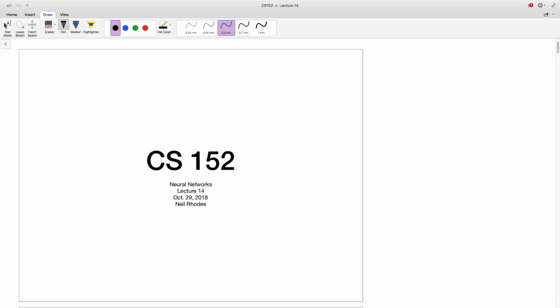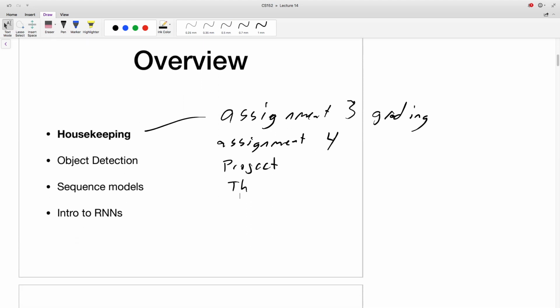So today we're going to get through some housekeeping issues. We're going to finish off object detection relatively quickly. We're then going to begin talking about sequence models. This is about solving problems for which we have either a sequence of input or a sequence of output, rather than a one-shot input or one-shot output.